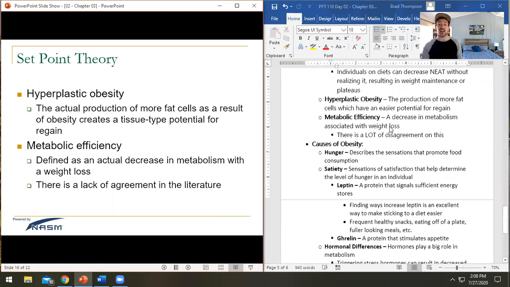We're also going to see things like hyperplastic obesity, which is actually just the production of more fat cells. And so sometimes, like when we lose a massive amount of weight and then we gain some of that weight back, your body, rather than filling up old fat cells that it has, it'll actually create new fat cells, which means you have new adipose cells that are more likely to want to store energy.